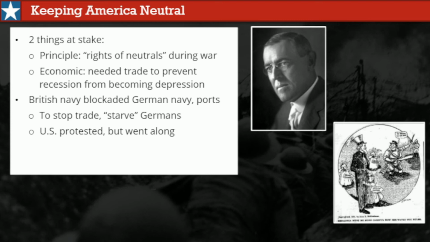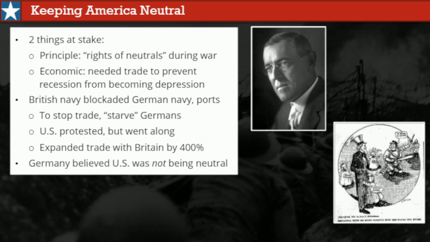But the U.S. ultimately went along with it and compensated for the lack of German trade by greatly expanding trade with Britain. War-related exports from the United States increased by about 400% from 1914 to 1917 as Americans sold the British food, clothing, weapons, and raw supplies they used to fight the Germans. This trade helped the U.S. economy and ended the recession. From Germany's point of view, the U.S. was not being neutral in accepting Britain's blockade and increasing trade with the Allies. From this point on, Germany and the Central Powers would grow more alienated from the United States.